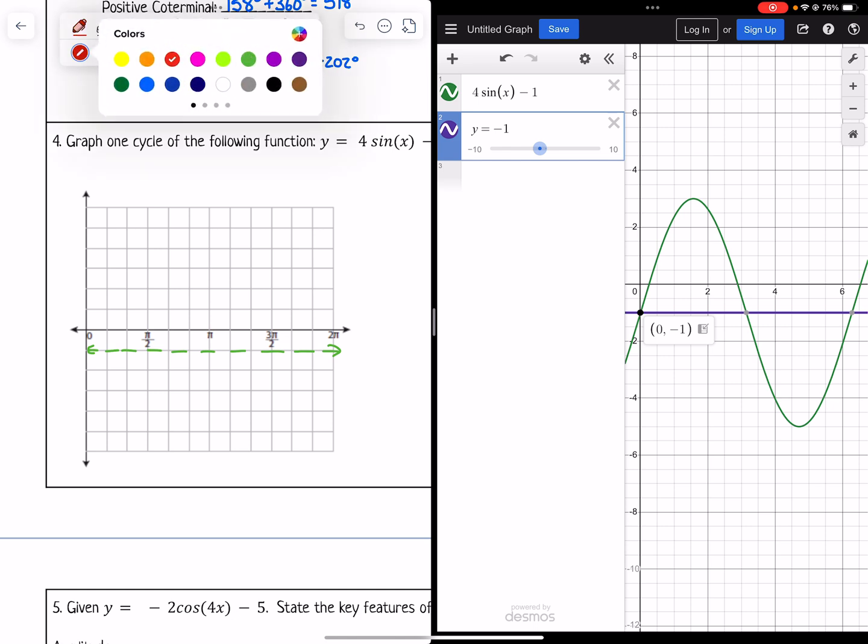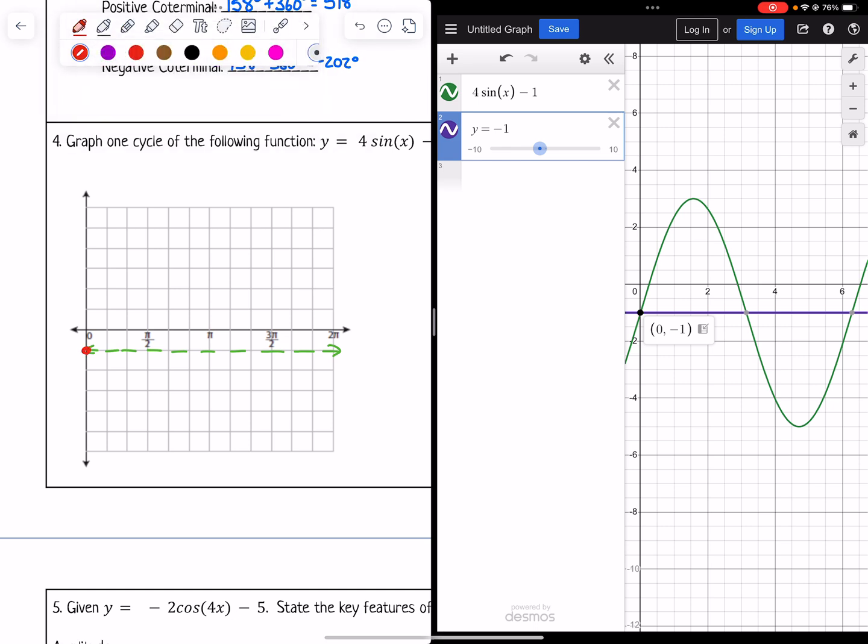So I've got 0, -1 is my first point. And then the next good spot would be pi over 2 goes with 3. So go up to 3 and put a dot at pi over 2, 3. Then pi is right there on my midline. So not the x-axis, but the midline, because that's where this is centered around. Then 3 pi over 2 is going to be, what was that, -5.